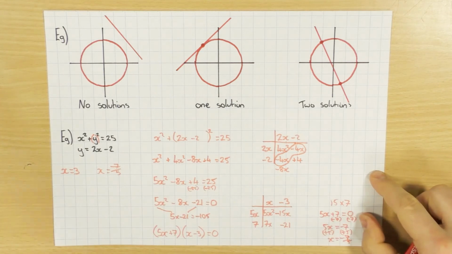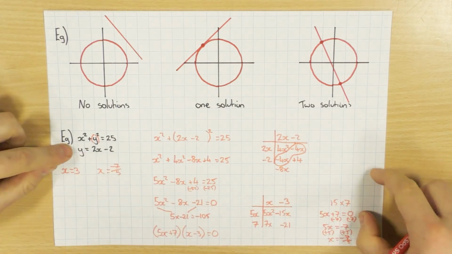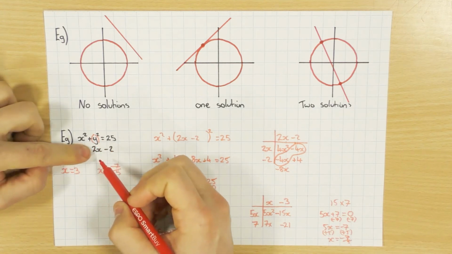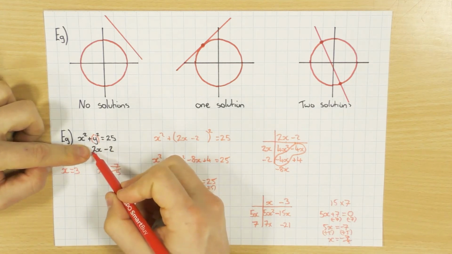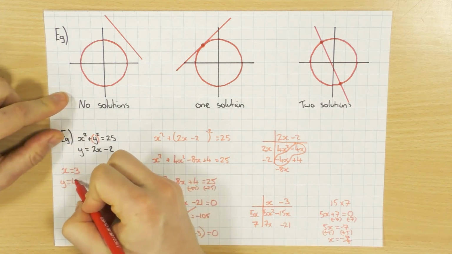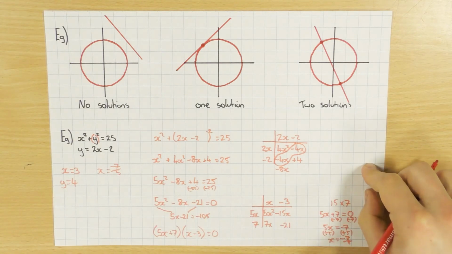Don't forget though, once you've worked out the x coordinate, you need to work out the y coordinate. So I'm going to substitute this into this line here. So I've got x is 3, so 2 times 3 is 6, take away 2 is 4. So y equals 4. So that one's nice and easy.